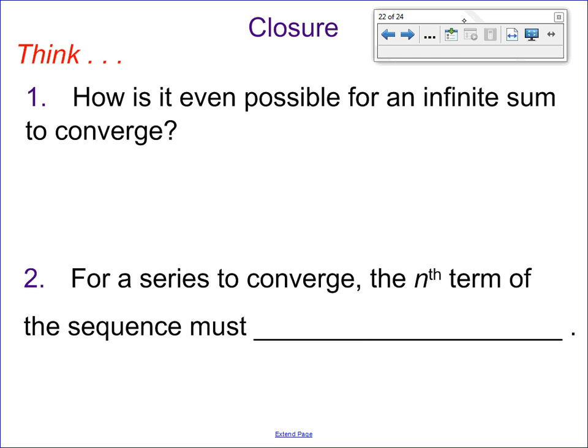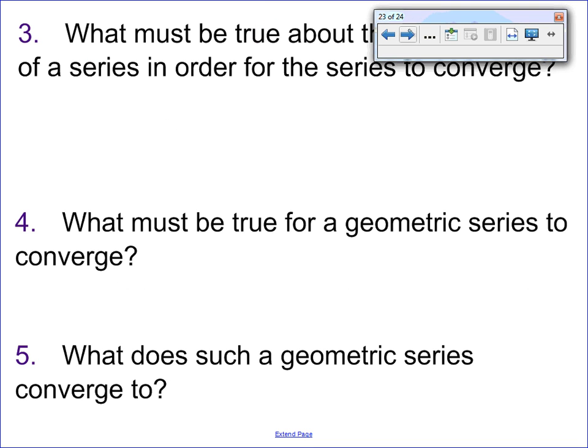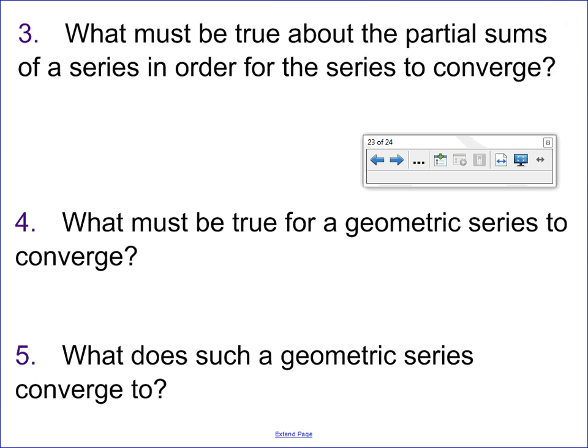So how is it even possible for an infinite sum to converge? Great question. For a series to converge, the nth term of the sequence must do what? What must be true about the partial sums of a series in order for the series to converge? And what must be true for a geometric series to converge? If such a geometric series does converge, what does it converge to? These are our big pictures for the day.